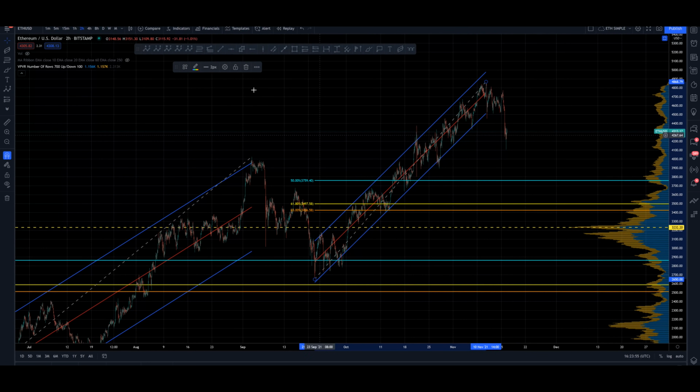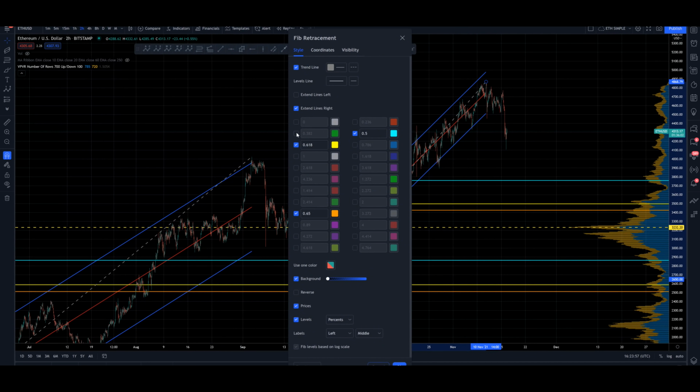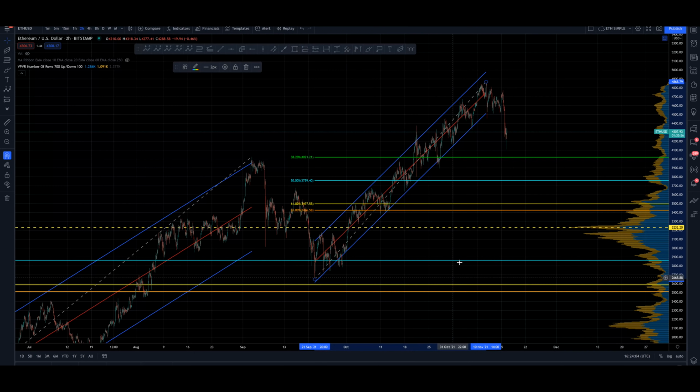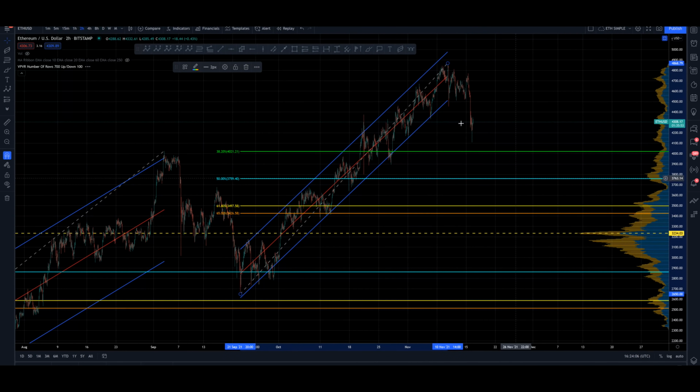Let's just see. Let's pop the 38.2 on here. Let's pop the 23.6 on here. Let's take the 23.6 off. We've gone through that. So we haven't pulled back 38.2% of this up move yet. We haven't got anywhere near 50, and we've got nowhere near 61.